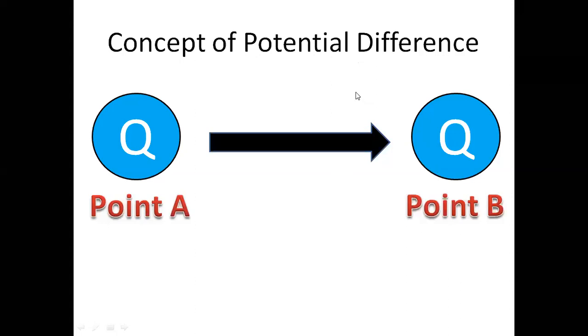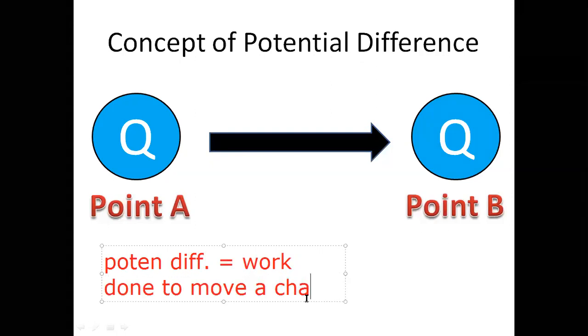Correct. So that is the definition of potential difference. Potential difference is nothing but the amount of work done to move a charge from one place to another. Okay? I will just write it down in a simple way. Potential difference is nothing but work done to move a charge. It's a simple definition. Is it making sense? Work done to move a charge is nothing but potential difference.